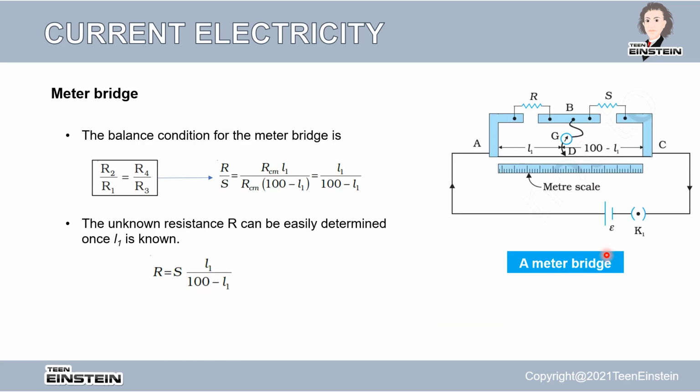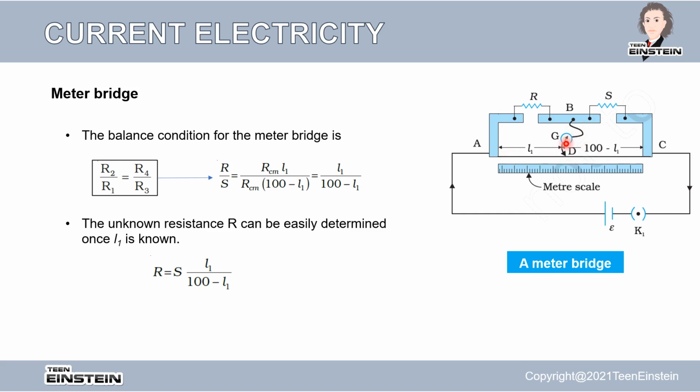Okay, meter bridge is now a variation of the Wheatstone bridge. And if you look at the meter bridge, it is similar to the Wheatstone bridge. But in this case, instead of 4 resistors, now we have 2 resistors and 1 meter scale. This is 1 meter long wire. We have a movable point here, movable jockey. So we keep moving this.